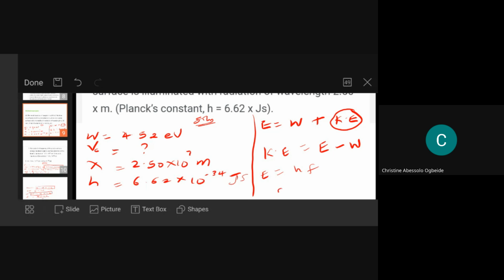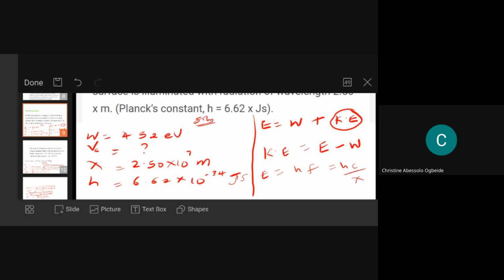Remember, I told us that c is equal to what? f lambda. And if c is f lambda, f becomes c all over lambda. Of course, so if I make that substitution, which I did before, this equation can also be written in terms of hc all over lambda.